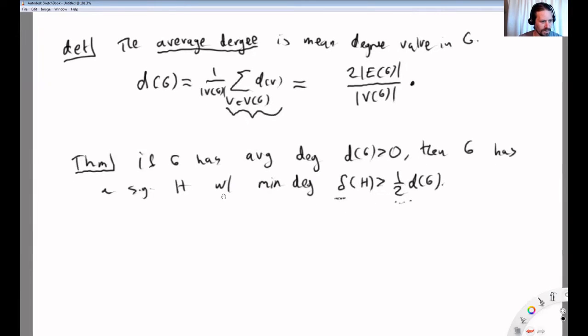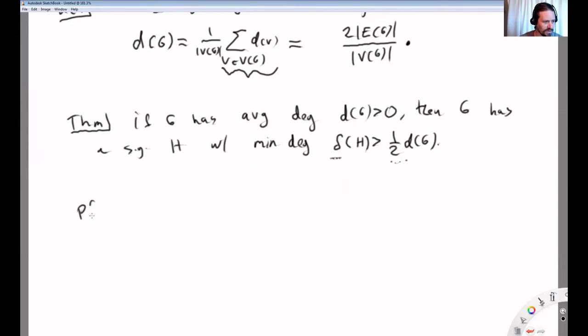Okay, and so the proof is really quite simple. It's the first thing that you try, and it happens to work here. I'm going to create a procedure where I look at G, and I look for vertices whose degree is too low, and I'm going to remove them.